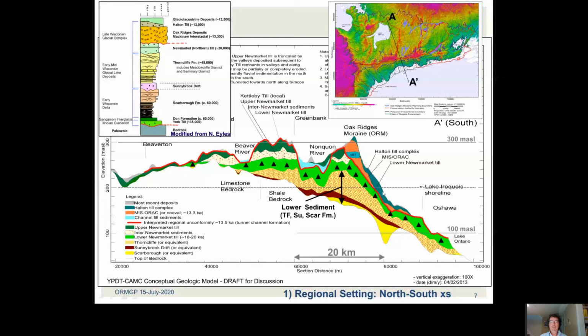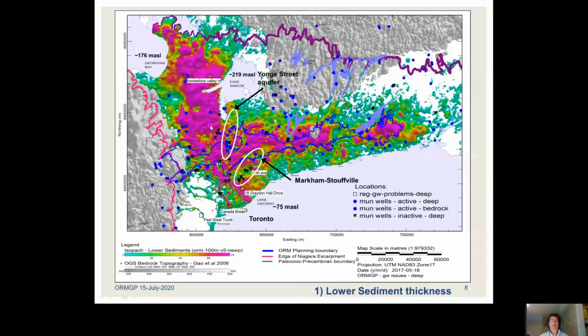So when we look at these lacustrine deposits in the lower sediments, and that's a term coined by the GSC, Dave Sharpe, Hayes, and Russell, it basically includes the Thorncliffe Formation, Sunnybrook Drift, Scarborough Formation. So we're in a large lake, and that seems to be constrained. And on this next slide, the colored areas are where we to date have interpreted any kind of thickness of that lower sediment.